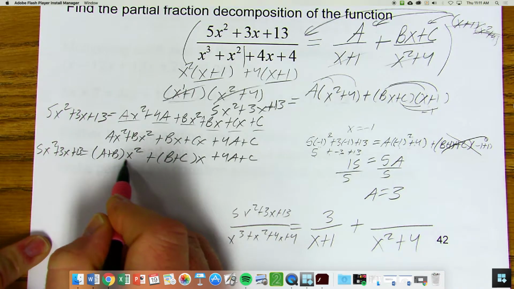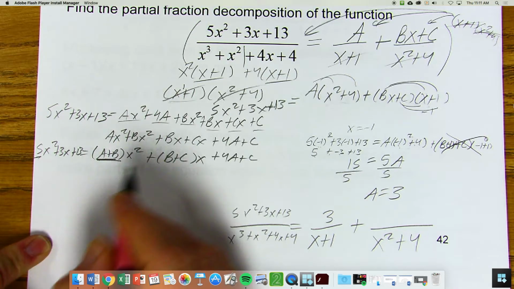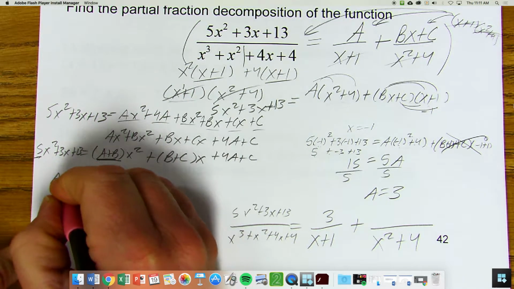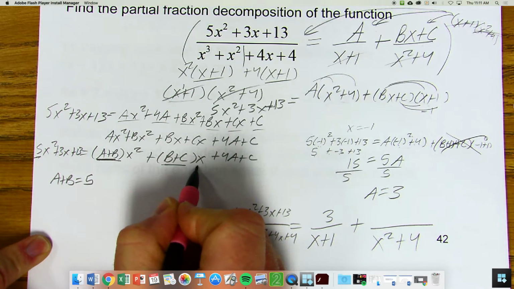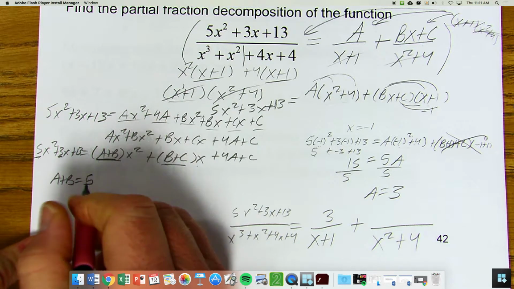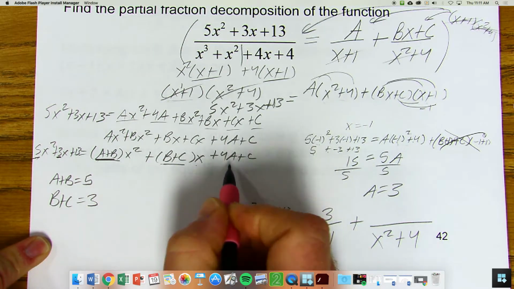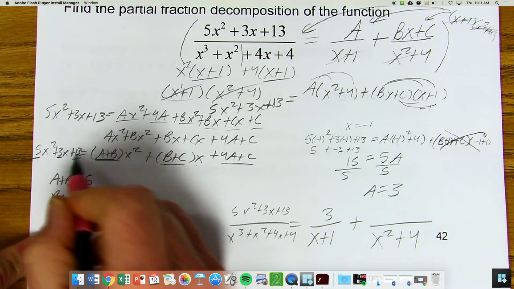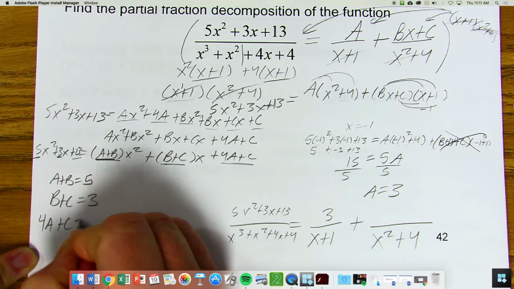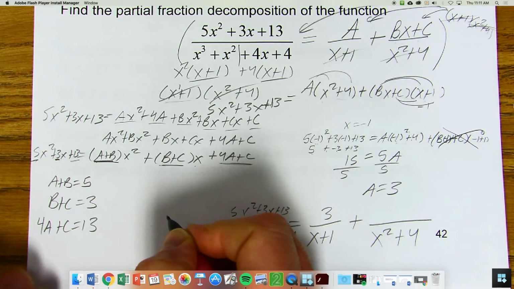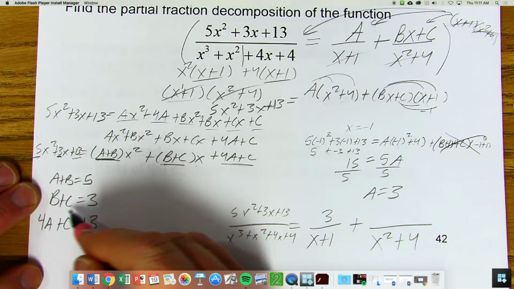So remember, whatever's in front of the x squared's got to be equal to what's in front of the x squared here. So we could say that a plus b equals 5. Whatever's in front of the x has got to be whatever's equaled in front of the x over here. So b plus c equals 3. And then this part here would have to equal 13. 4a plus c equals 13. So we need to find b and c.